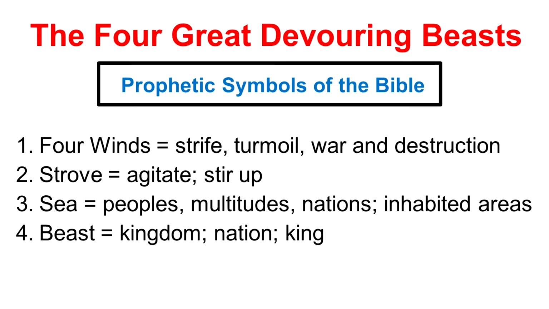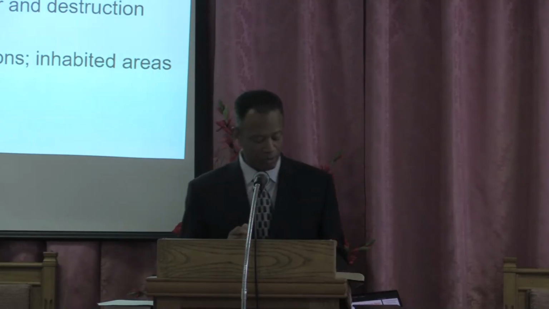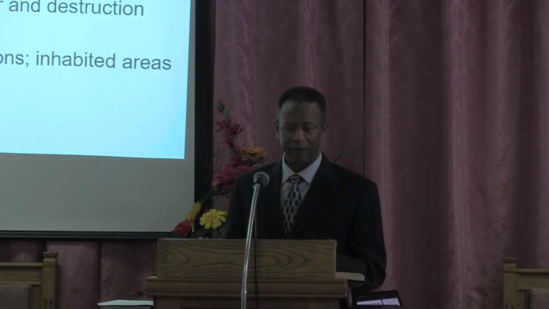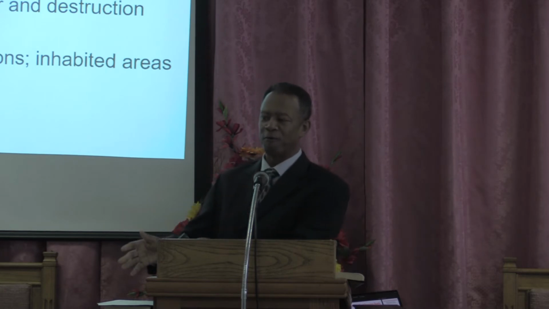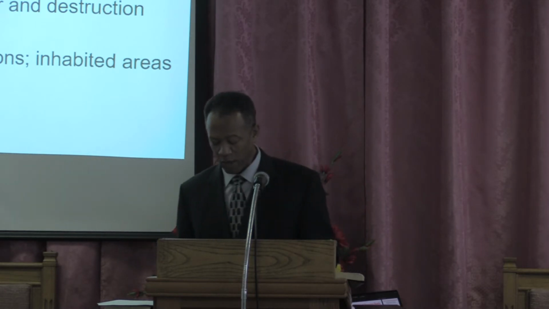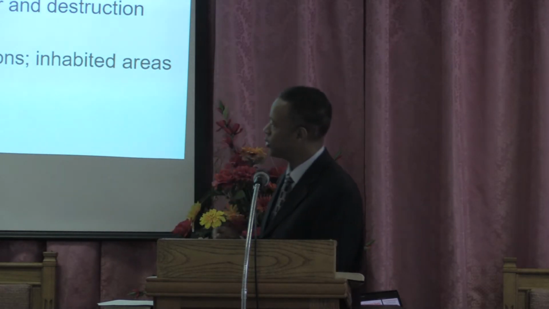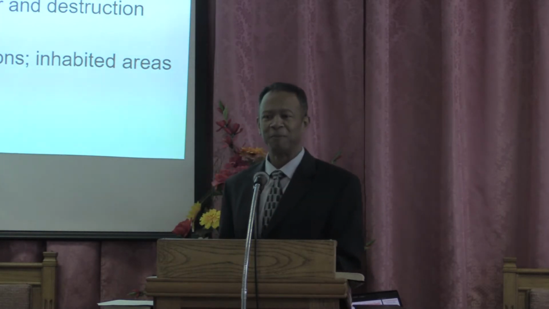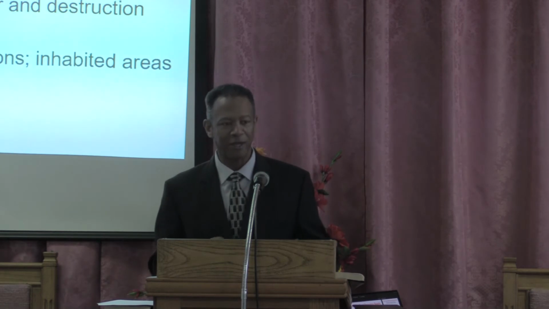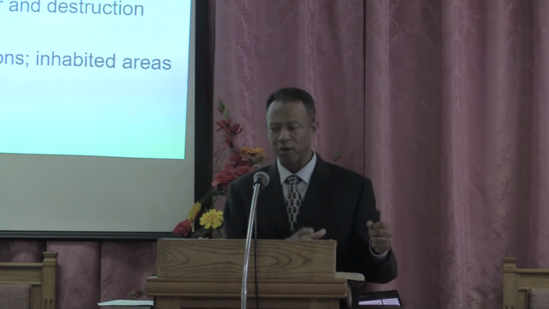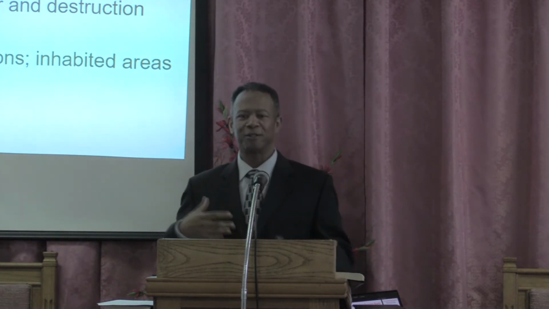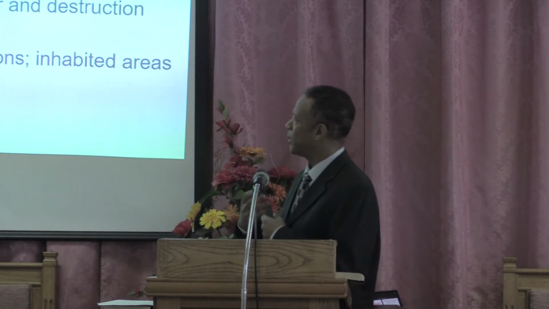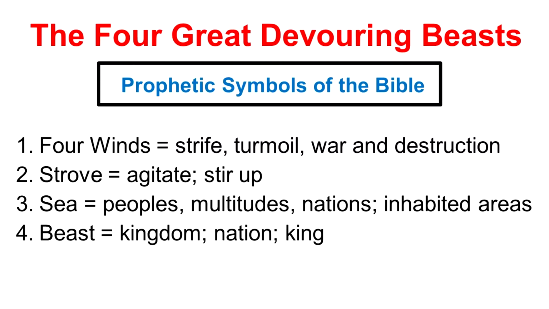nations, and inhabited areas. And Daniel said also in Daniel 7 that these winds strove upon the great sea. And when we look at this word in the Webster's Dictionary, strove means to agitate or stir up. And so here we see these winds that are blowing, according to Daniel 7, they're causing turmoil. They're stirring people up to commit war and to cause destruction upon the world, okay?